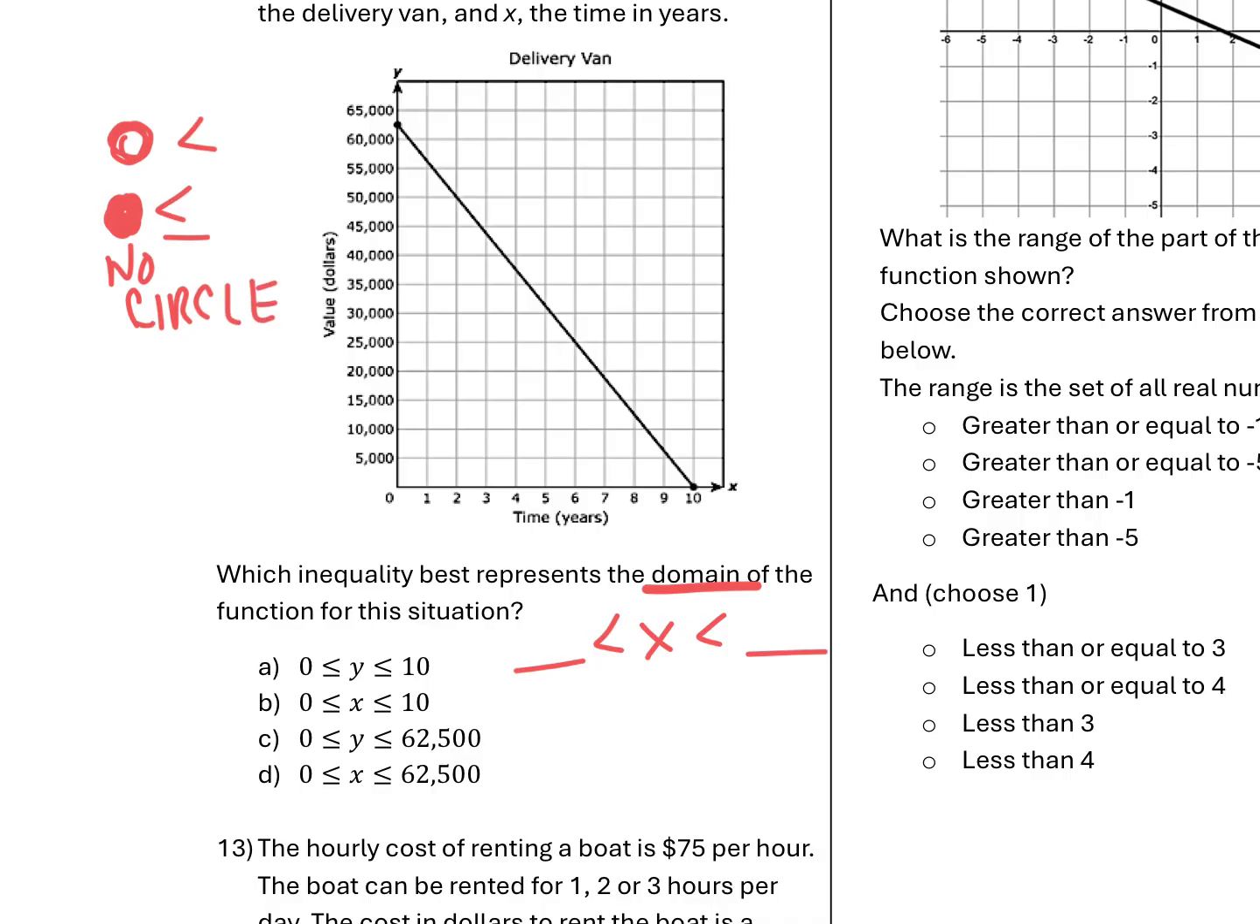So if I'm looking at my domain, left to right, I'm going to draw my left boundary. I am at 0. And it was a closed circle, so I'm going to put a line. And here's my right boundary. I am at 10. It is also a closed circle. I'm going to put a line. Now, I can see on A, this has a Y. Domain is X, so I don't want to choose that, and the same on C. Those both have Ys. I want the one with the X's, so this needs to be answer B.